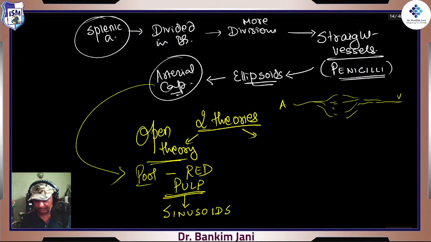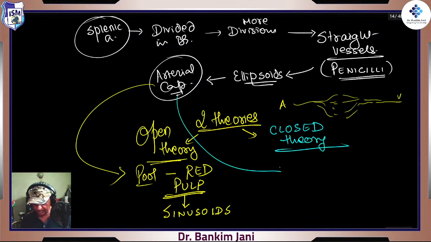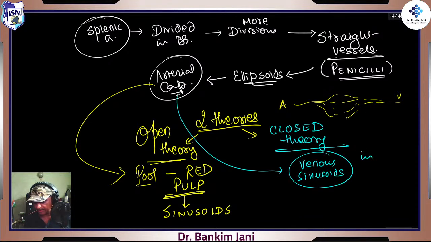What about the second? If this is open, then there has to be a closed theory, right? Yeah, actually it is. So this closed theory tells that these capillaries, they will go into venous sinusoids. That means the red pulp is there, right? That swimming pool is there, but in that swimming pool there are several pockets. And these capillaries will be draining into those pockets, and those pockets, they are called as the venous sinusoids. And these venous sinusoids, they are in red pulp.